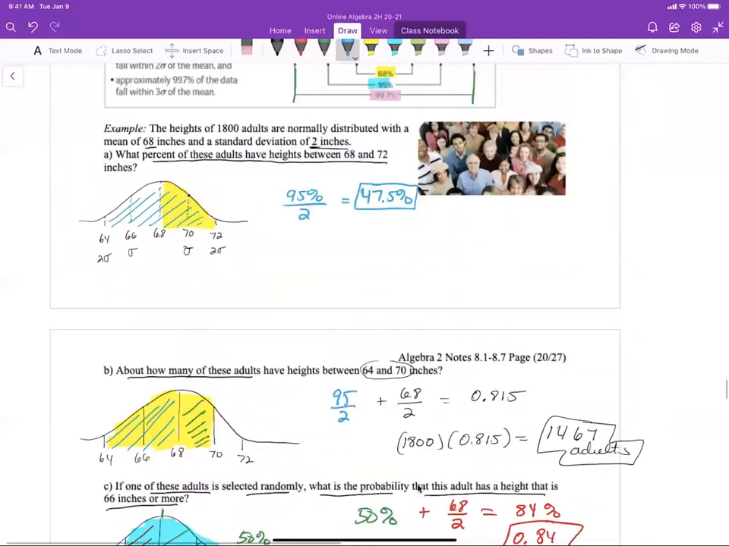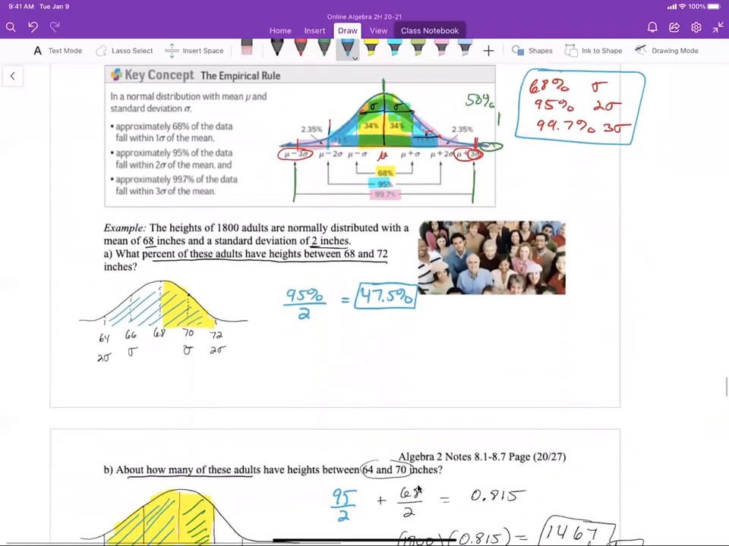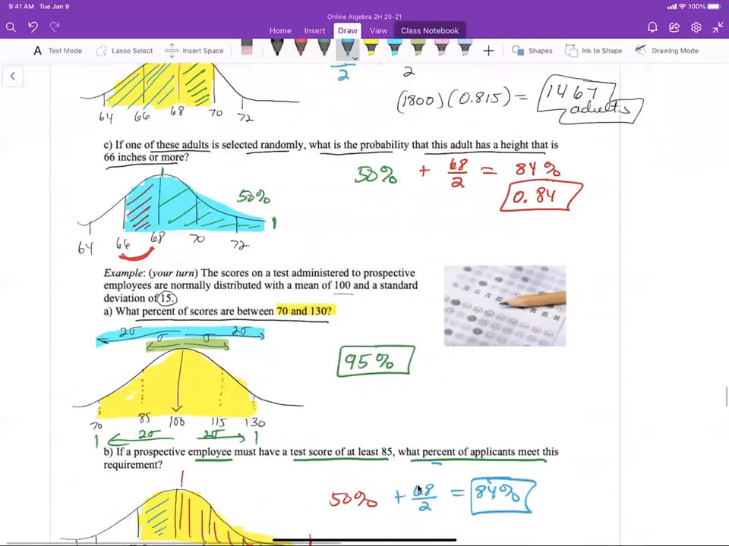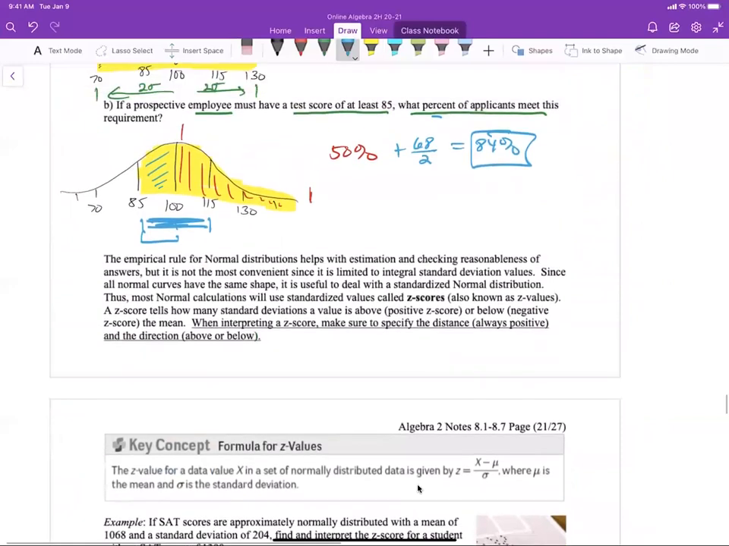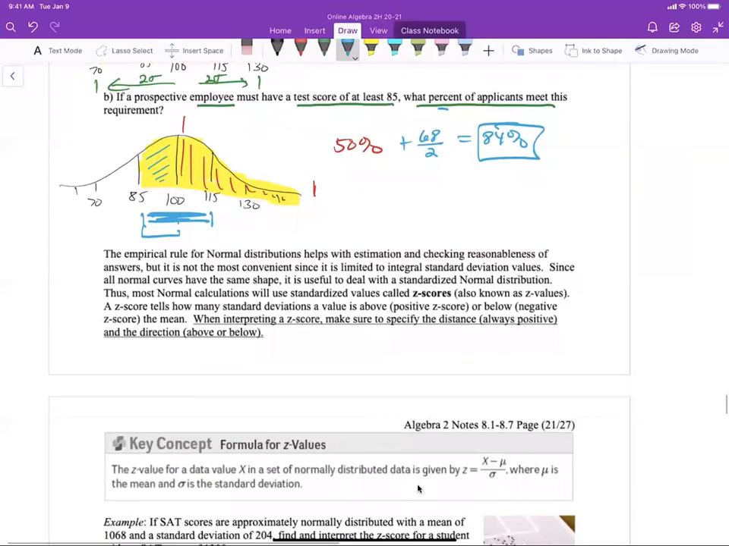So again, you need to memorize, and I'm putting this to memory myself, the empirical rule: at 1 sigma, to the right and to the left, total, all of that data is 68%, 2 sigma is 95%, 3 sigma is 99.7%.